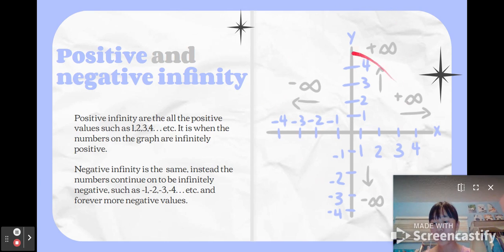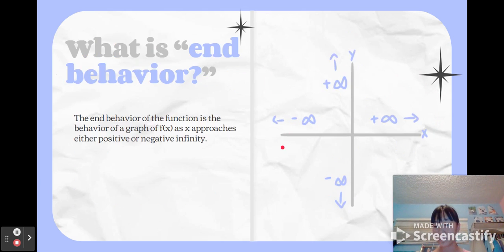I've labeled over here where on the y-axis the numbers either become infinitely positive or infinitely negative, and same goes for the x-axis where the numbers are infinitely positive and infinitely negative. So we need to get an understanding of what the definition of end behavior is. Simply put, the end behavior of a graph is describing what happens to the graph of f of x as x approaches either negative or positive infinity.